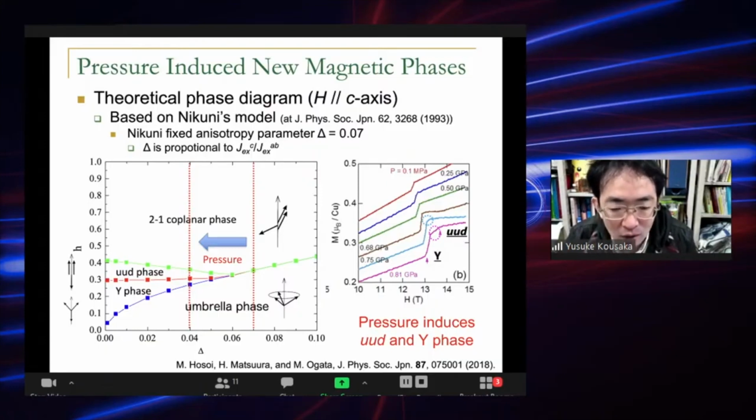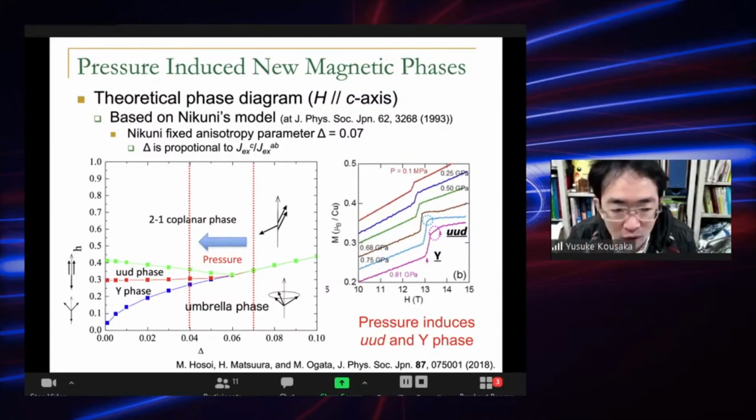And we may observe the Y phase when we apply the pressure. At least when we apply the pressure around 0.8 GPa, we can see a small slope between the up-up-down phase and the umbrella phase. So here, in the right figure, we see the area marked by the dotted circle. So we may observe the Y phase in neutron diffraction.